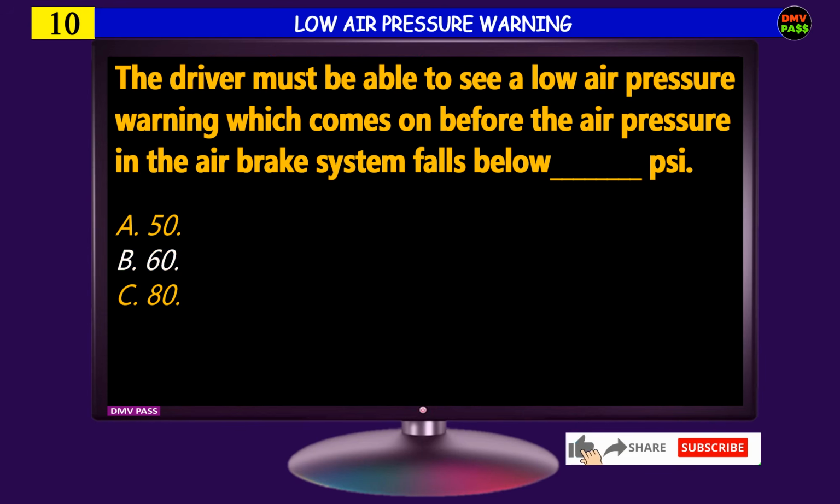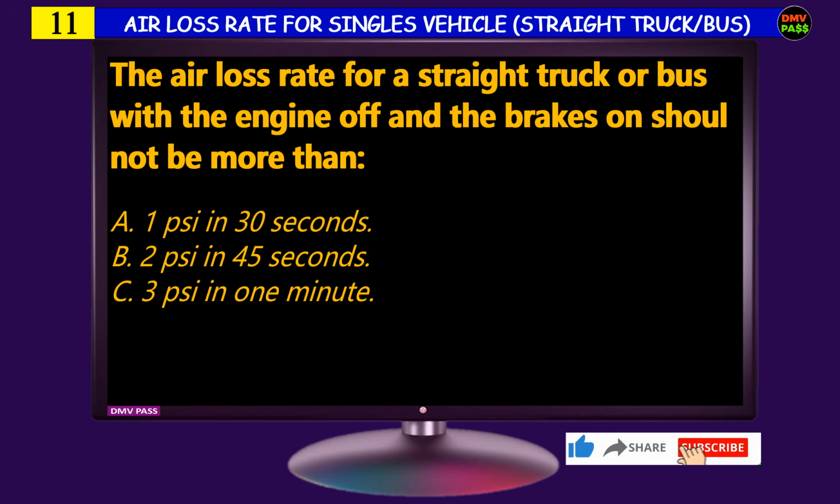60. Next question. 11. The air loss rate for a straight truck or bus with the engine off and the brakes on should not be more than A. 1 psi in 30 seconds. B. 2 psi in 45 seconds. C. 3 psi in 1 minute.